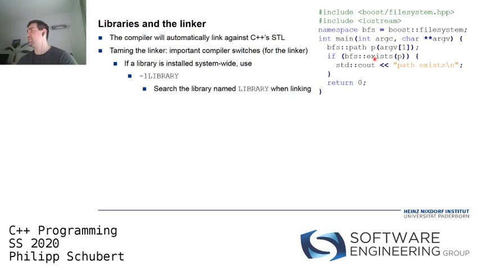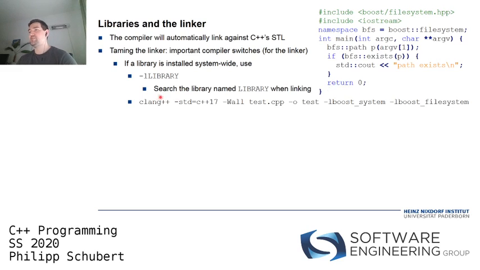Let's have some code that makes use of the boost file system library. Here it does some stuff, and in order to make that code work, we not only need to compile it, but also we need to tell the linker against what library it should link, namely some of the boost libraries, probably because we are making use of boost libraries here.